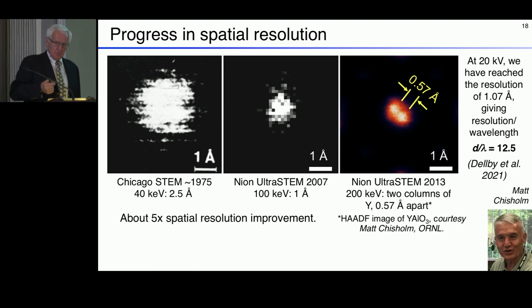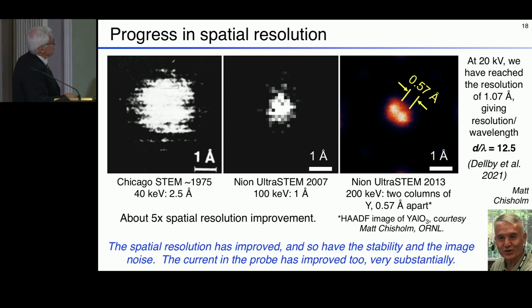The size of the probe at 60 kV is about 1 angstrom. It's smaller than the interatomic distance, so that's sufficient. If we're just pushing for resolution, we still go to somewhat higher voltage. At 200 kV, we can resolve 2 atoms 0.57 angstroms apart.